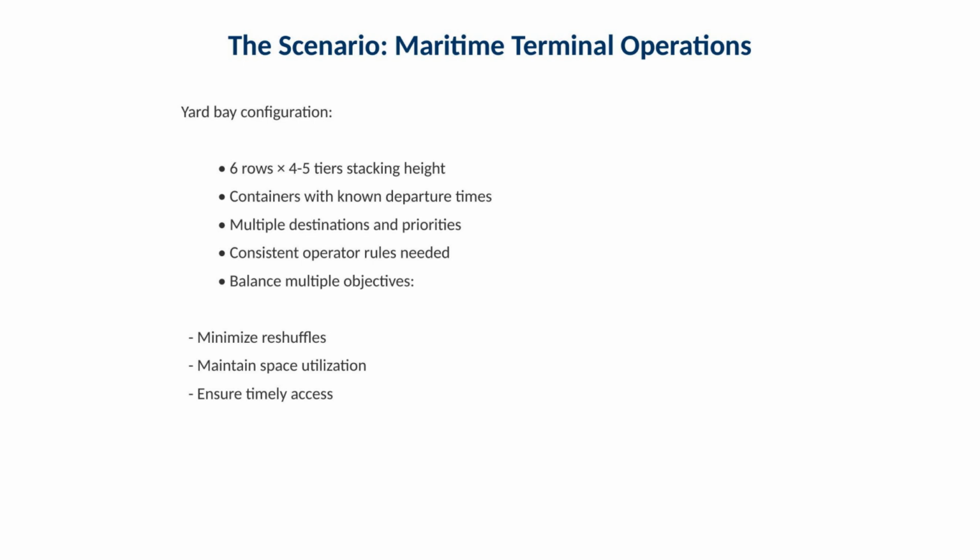Picture a typical yard bay with 6 rows and about 4 to 5 tiers of stacking height. Containers arrive over time, each with a known or predicted departure time, plus attributes like destination and operational priority. The yard team has to apply stacking rules consistently. That means they need a rule that is executable at the moment of arrival, but also strategically protects near-term departures from being buried under late-departing containers.